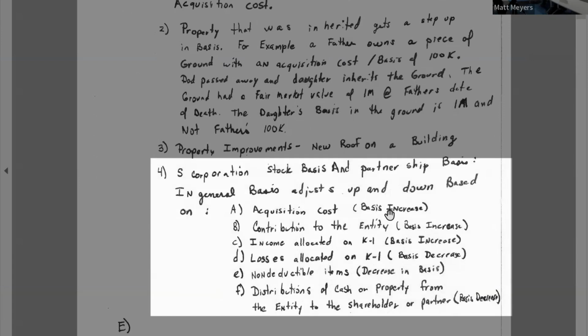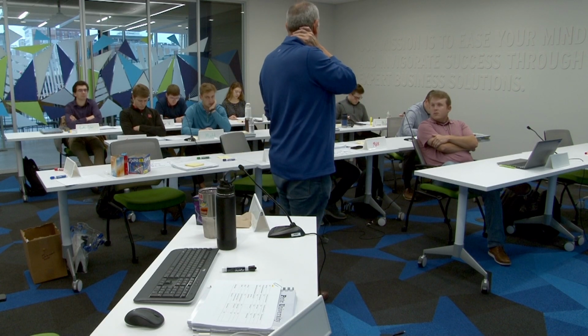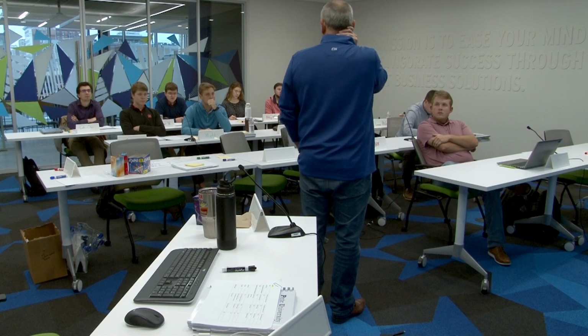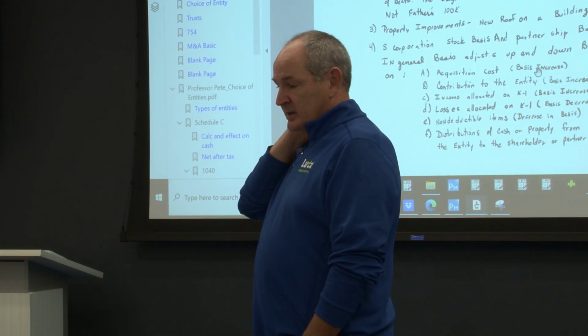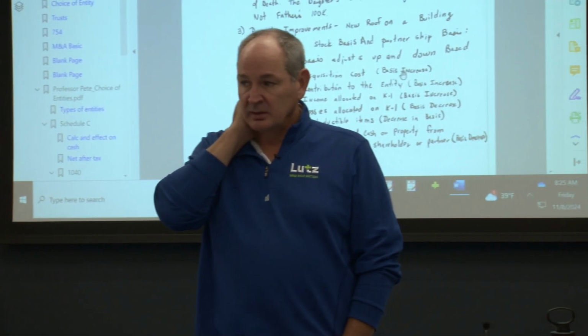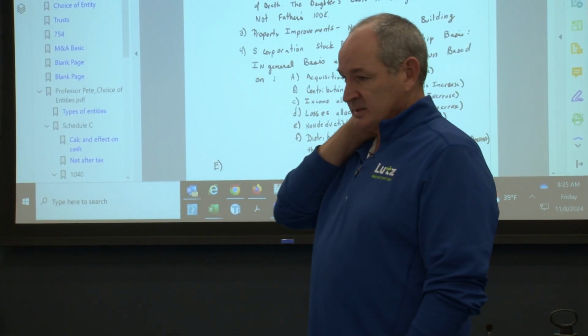As for corporation stock basis and partnership basis, in general, basis adjusts up and down. Acquisition costs increase basis, contributions to the entity increase, income allocated on the K1 increases, losses allocated on the K1 decrease, non-deductible items decrease, and distributions of cash or property from the entity to the shareholder or partner decrease. Is everybody in the room familiar with the concept that basis in a partnership and an S corp adjusts up and down based on the activity reflected on that K1?